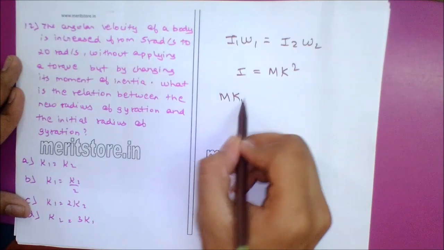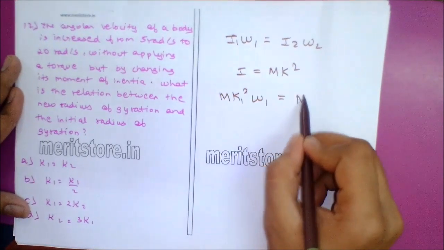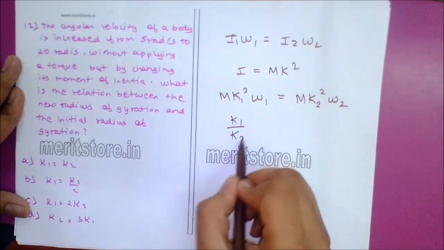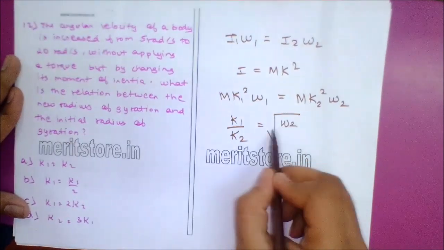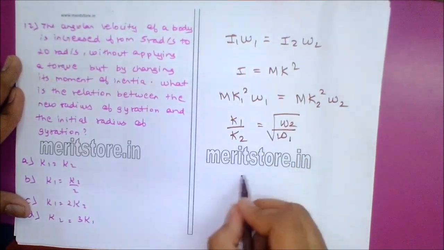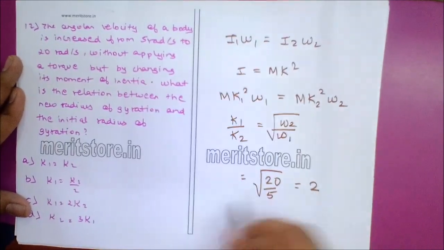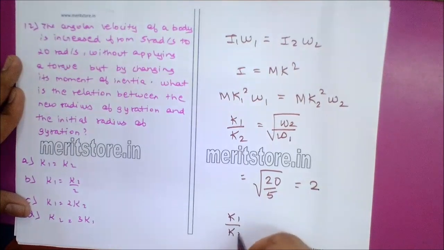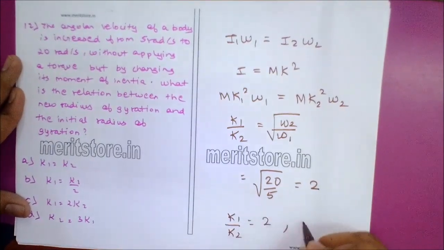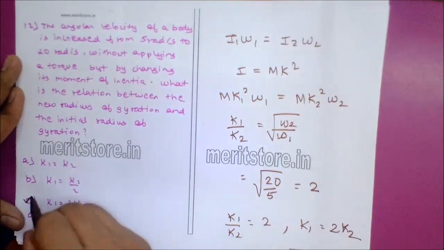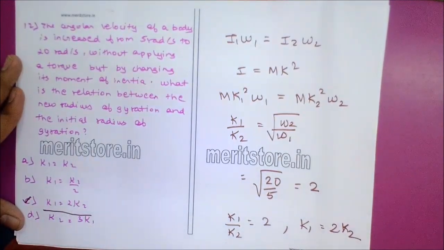So now m k1 square omega 1 is equal to m k2 square omega 2. k1 upon k2 is equal to square root of omega 2 upon omega 1, which is equal to square root of 20 upon 5, which is equal to 2. So k1 upon k2 is equal to 2. So I can write k1 is equal to 2 times k2. So option C, k1 is equal to 2 times k2 is the correct answer.